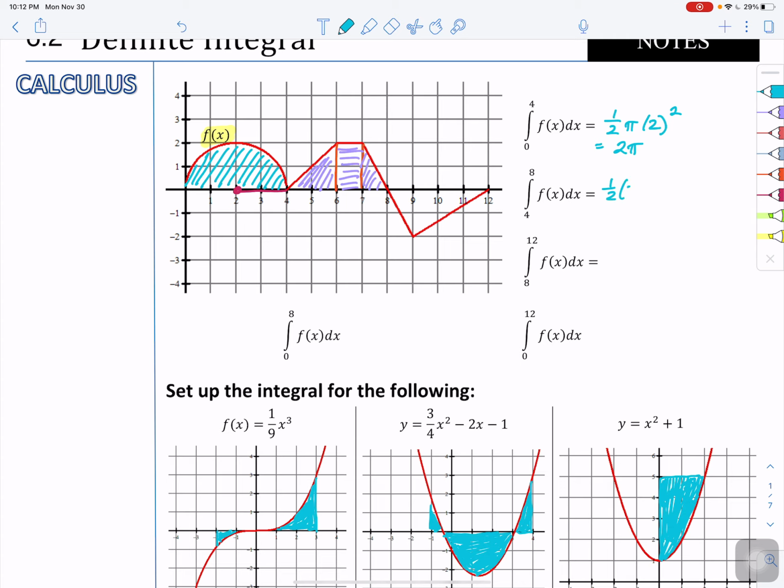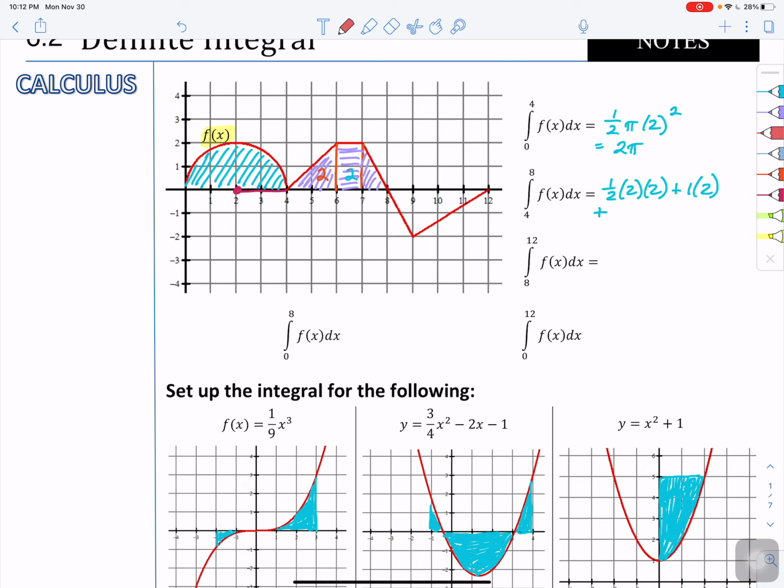base, which is 2, times height, which is 2. And that is equal to 2. And now you can see that that's a total of 2 units. And then let's go ahead and find the area of that rectangle, and it's 1 times 2, plus, and of course that's 2.